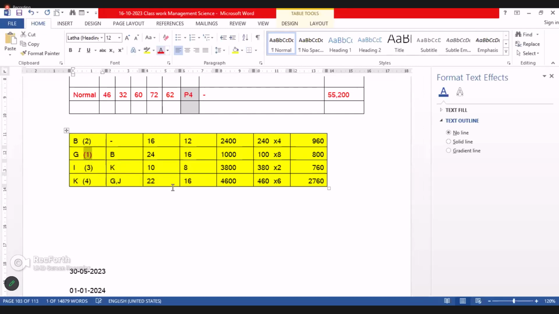That is a critical path activity, G, but the cost slope is only 100.